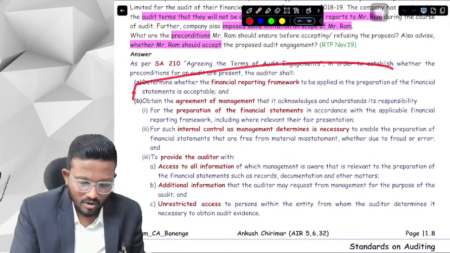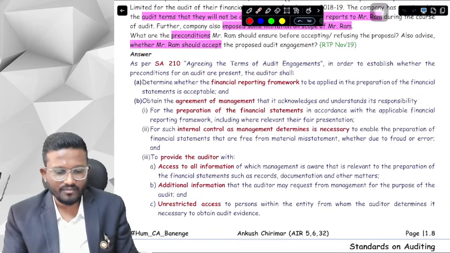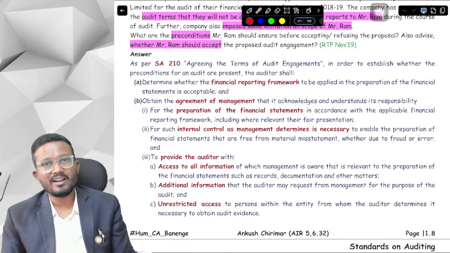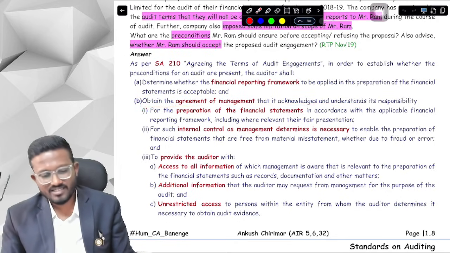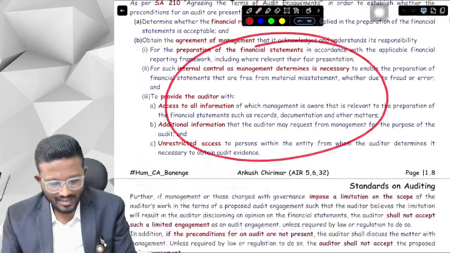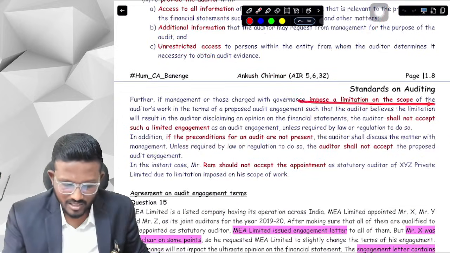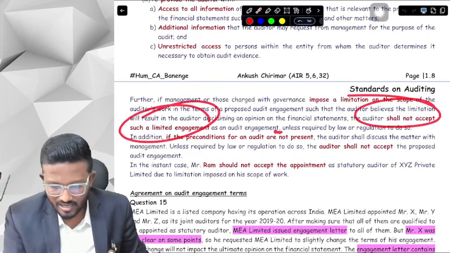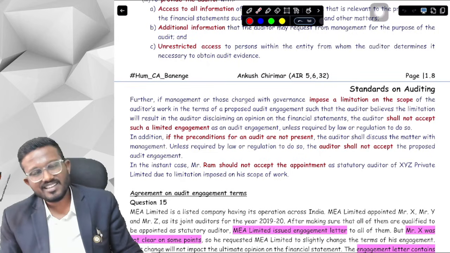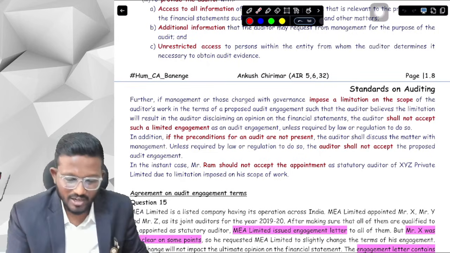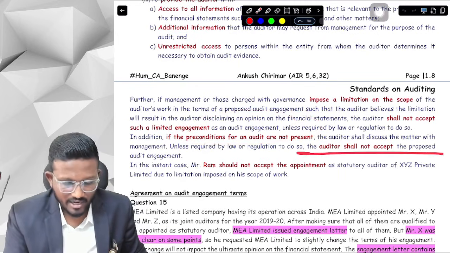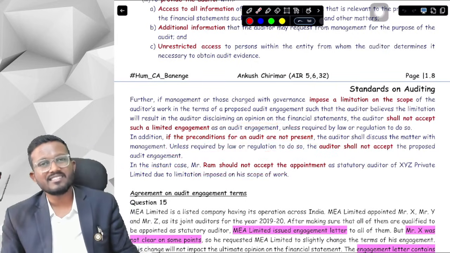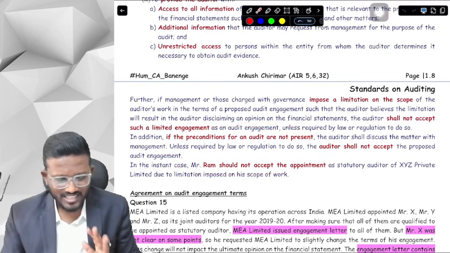So first of all, we told about our preconditions for audit: that the financial reporting framework is acceptable, and management agreement, that it acknowledges and understands its responsibilities. And lastly, if management imposes a limitation on scope and we feel that we have to disclaim an opinion, then we should not accept such a limited engagement unless required by law and regulation. Okay, yes sir. And they have mentioned 2-3 points more, that if the preconditions are not present, we should not accept the engagement unless required by law and regulation. In the instant case, Mr. Ram should not accept the appointment as a statutory auditor. Okay, yes sir, this was your question number 14.